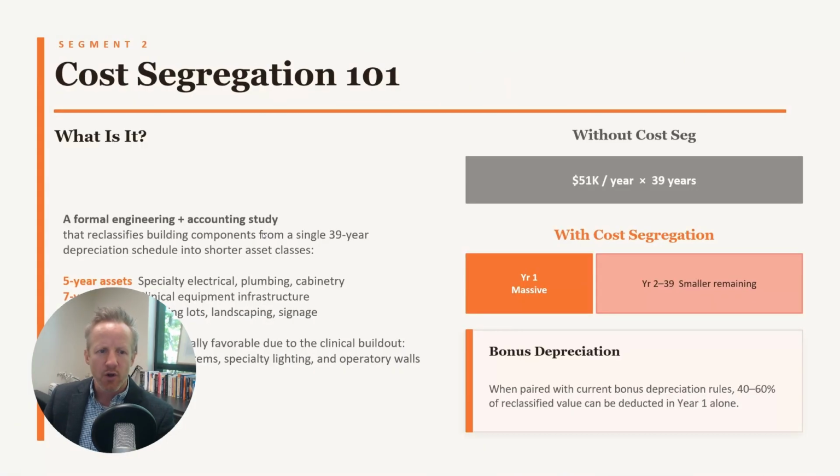Okay, let's go on to now segment 2, cost segregation 101. What is it? Cost segregation is the following. A cost segregation is a formal engineering plus accounting study. And this is something that you have to pay a firm that specializes in cost segregation. It's not something that most CPA firms do.